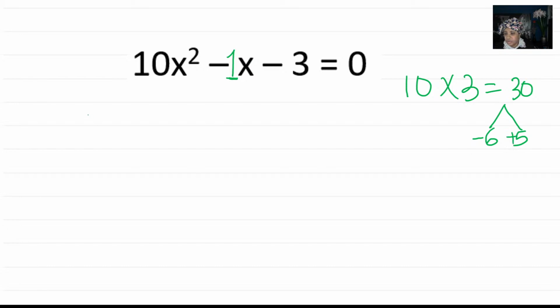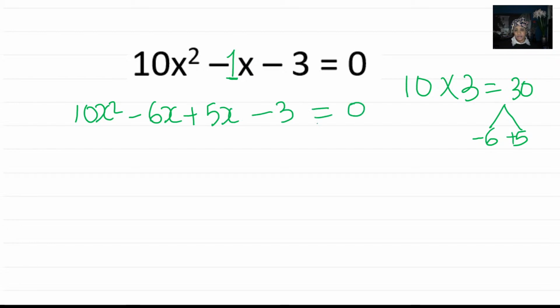Okay. So we're going to now rewrite this. So 10x squared minus 6x plus 5x minus 3 equal to 0. Now don't panic. If you write plus 5x first, you will get the same answer. And sometimes there are ways of writing this, so you may find that you get different ways of getting the answers.